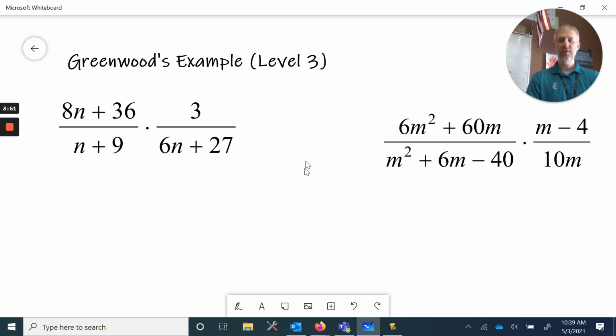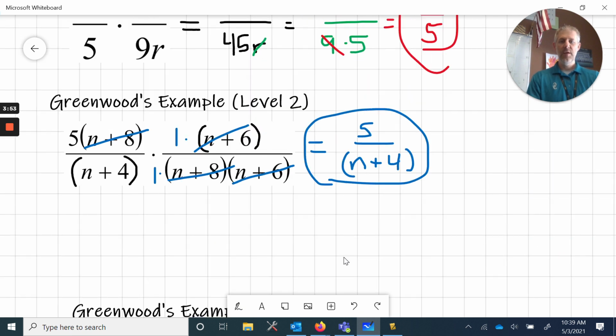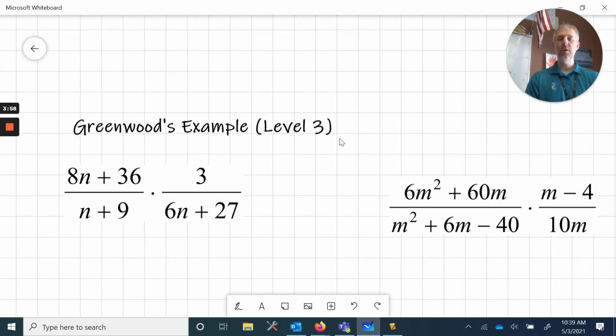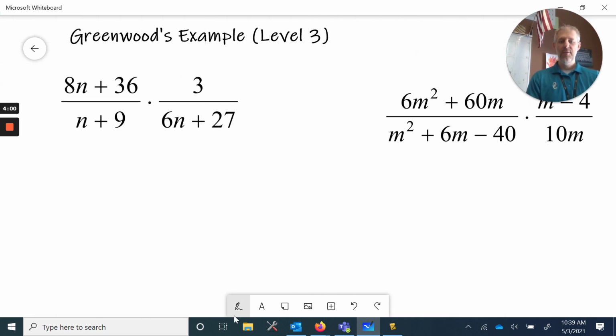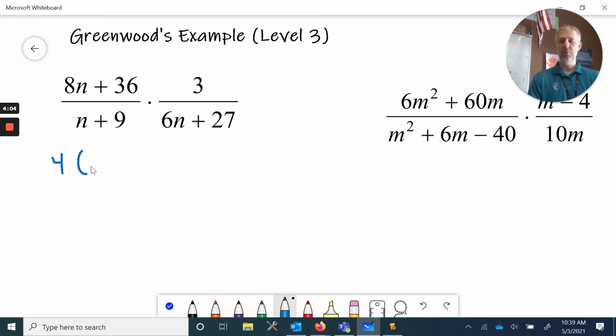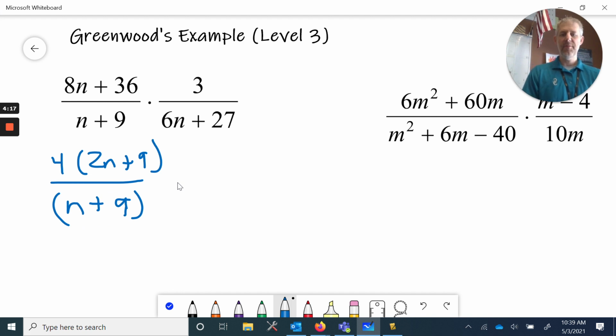So the difference between level 2, what we just saw, and level 3 is we need to do some step 1 factoring to get our level 2 problems to look like our level 3 problems. So again, from my factor pair chart, which is in Teams, or you can email me and I will email it to you, I look for my GCF. My GCF for 8 and 36 is 4. That's where my 4 came from.